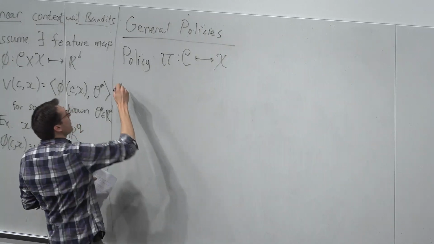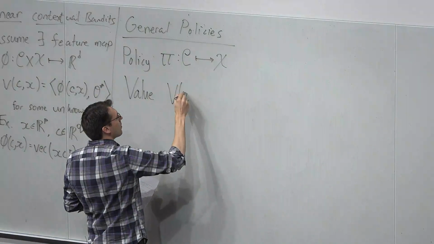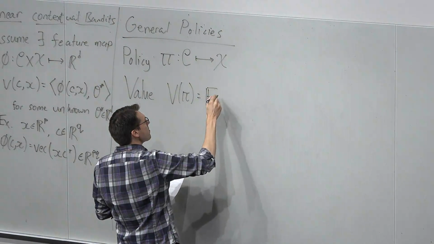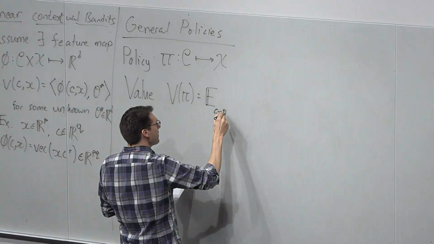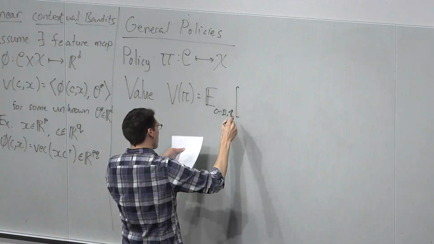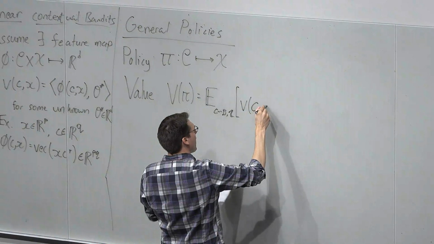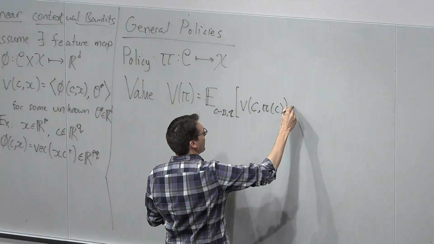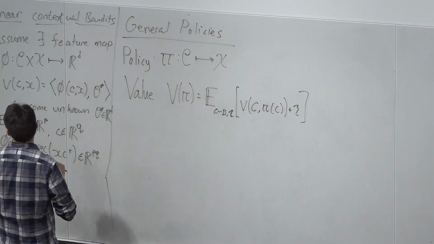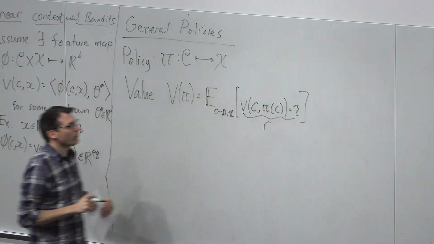And we define the value of a policy, under this IID setting, as the expected value, with the context drawn from D and the noise eta, of V of context, pi of context, plus this noise, which is zero mean, so it actually goes away. But I just wanted to make clear that this is the noisy reward or stochastic reward.